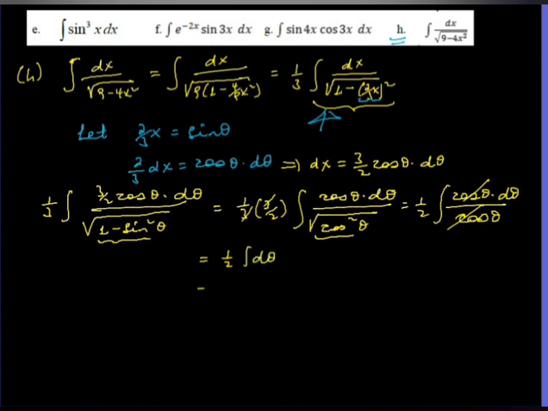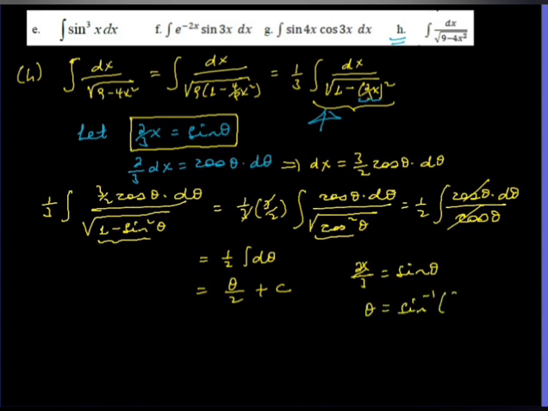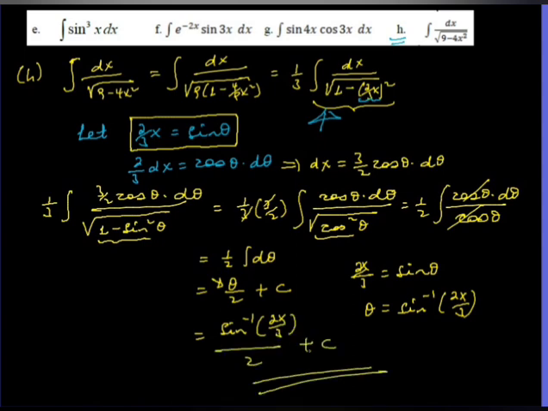Which becomes theta over 2 plus some integration constant. Now, what is theta? We said 2x over 3 is sin theta, so theta is sin inverse of 2x over 3. Substituting this in place of theta, we get sin inverse of 2x over 3, over 2, plus c. This is the value of this integral in h.